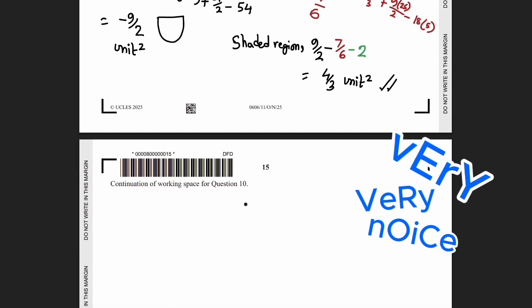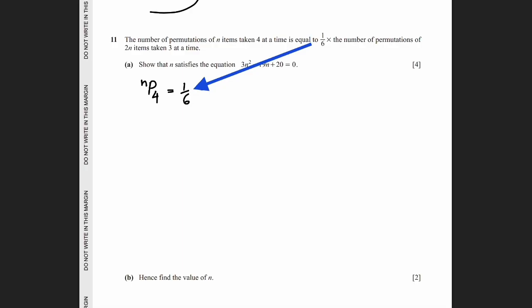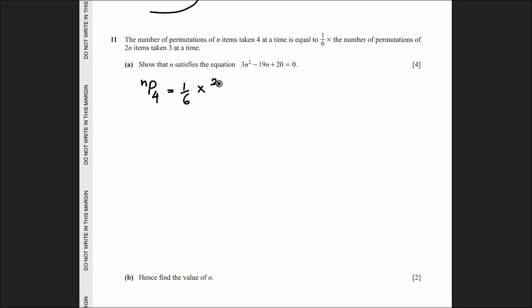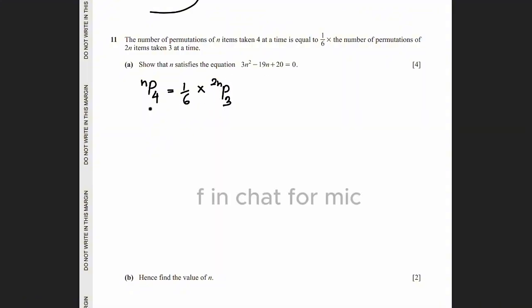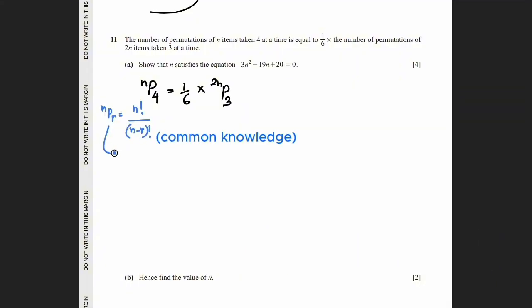Very, very nice. Okay, permutation of n items taken 4 at a time. So the permutation of n items taken 4 at a time is equal to 1/6 of the permutation of 2n items taken 3 at a time. Okay, we have to prove this. So we know that the formula of nPr is just n factorial over n minus r whole factorial. So we are going to use this.